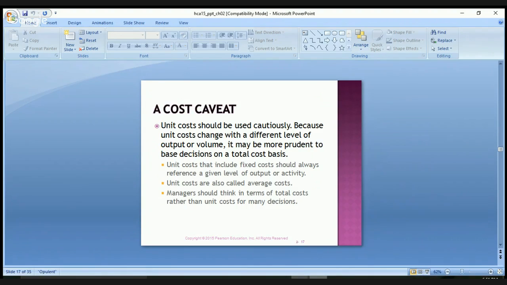So the unit costs are also called average cost. Why is it average cost? Think of it this way, what about gas? Think about gas, your vehicle gas. What happens every day with the price of oil? That varies. It goes up and down, doesn't it?